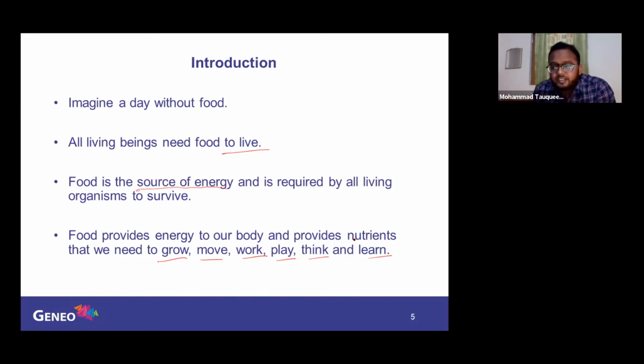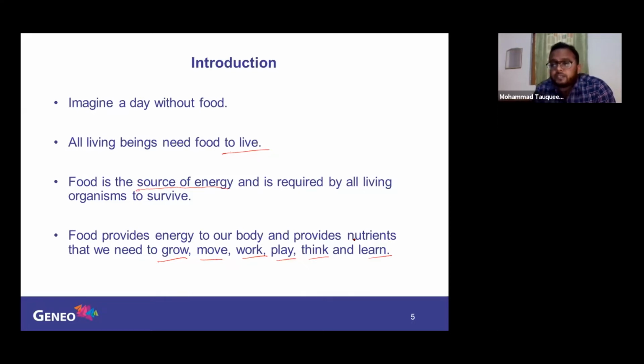So why are you able to learn? Why are you able to sit in front of your computer or laptop? Because food is required for energy, and this energy is used for doing many things, many activities.